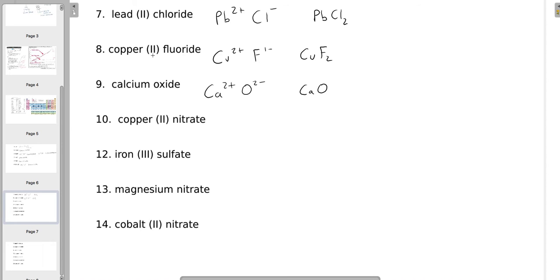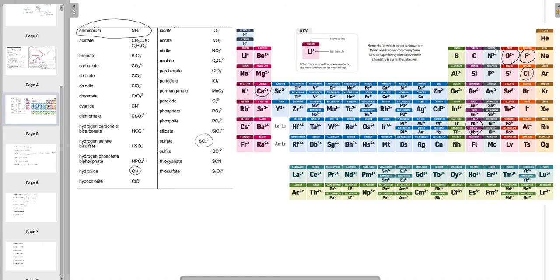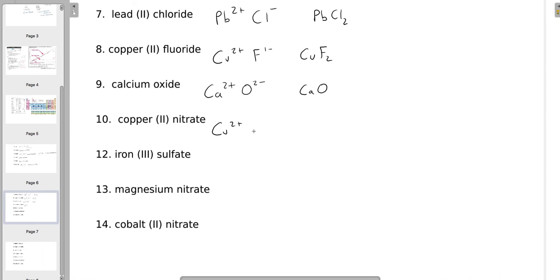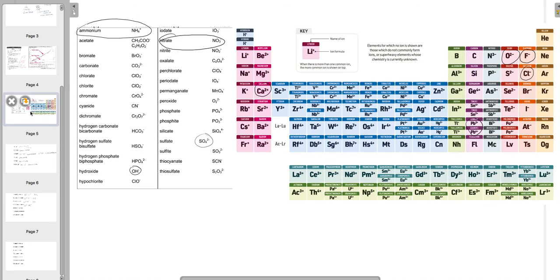Okay, copper 2 nitrate. So this was copper 2 fluoride. We have another copper 2, Cu2+, and nitrate comes from not nitrogen, because if it were nitrogen as an ion, it'd be nitride. Nitrate is right here. That's NO3 with a charge of 1-. So be careful that that's not nitrite, which is NO2 with a charge of 1-, but nitrate, NO3.